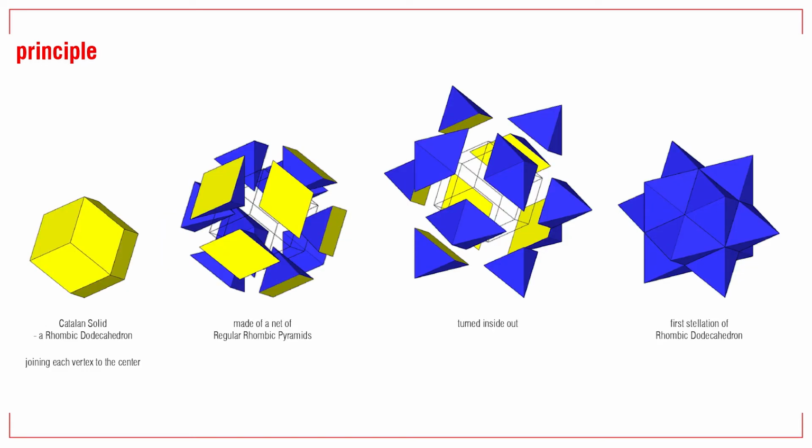But what if stellation is applied to this Catalan solid, this rhombic dodecahedron? What if we try to join all the vertices to the center of the solid? We could get 12 regular rhombic pyramids. And when we turn them inside out, we get a self-intersecting polyhedron named the first stellation of the rhombic dodecahedron, with 48 triangular faces.